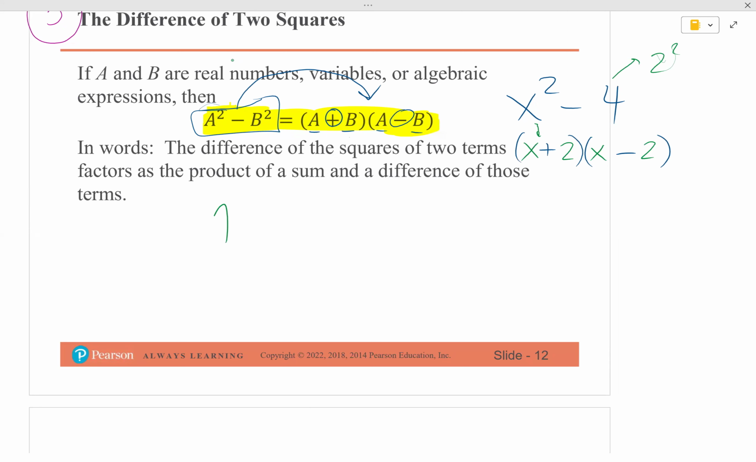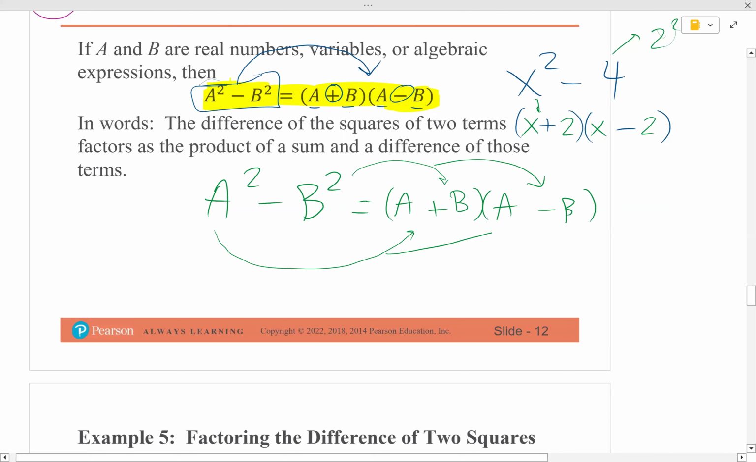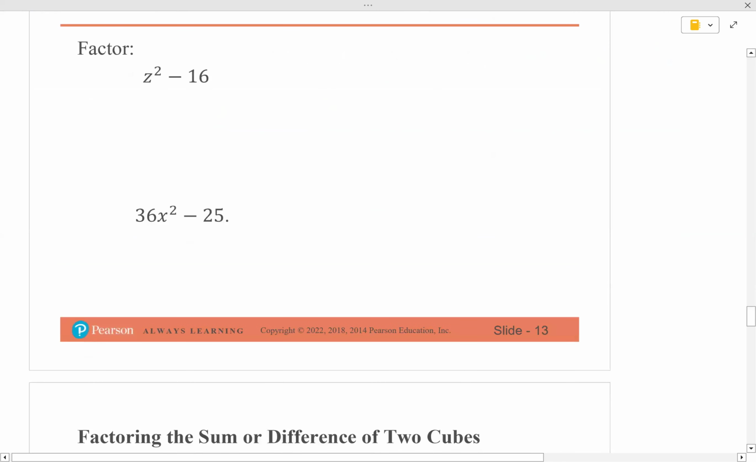If you're given a binomial with a minus in between, that looks like a square and a square, it'll always factor into plus, minus, and then what did you square to give me that first term? Put it here and here. What did you square to give me that second term? Put it here and here. Boom, like that. That looks kind of crazy, but when you see the examples, it'll make more sense. It's so simple compared to that last method.